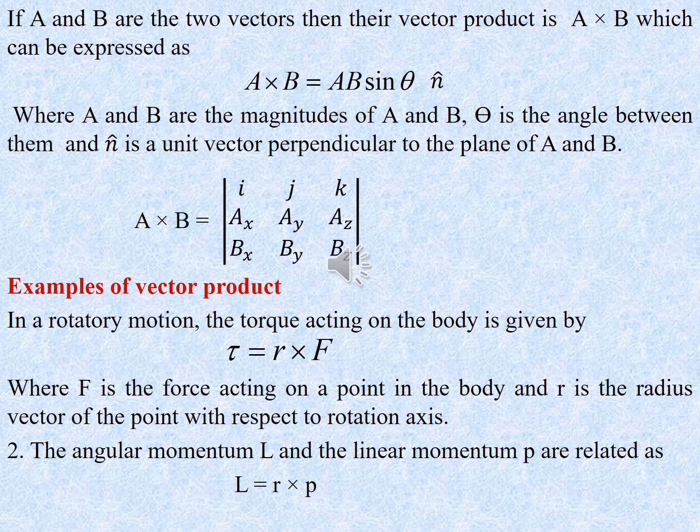Examples of vector product: in a rotatory motion, the torque acting on a body, tau, is equal to r cross F. Next one is the angular momentum. With linear momentum denoted as p, L is equal to r cross p.